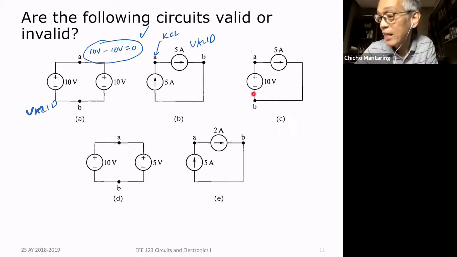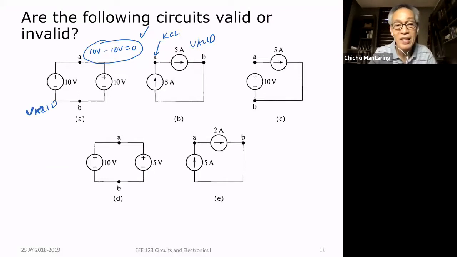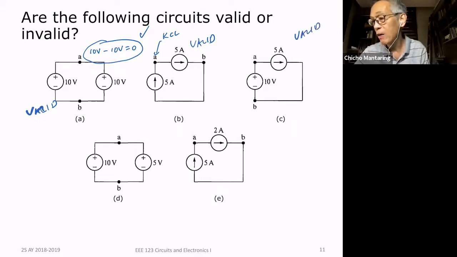Okay, what about C? Is that valid or invalid? So C. Anyone want to venture a guess? Thank you for attempting to guess. But this is valid. That's valid because there's no contradiction, no?